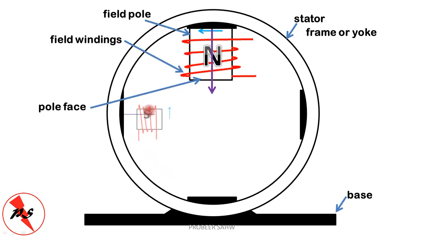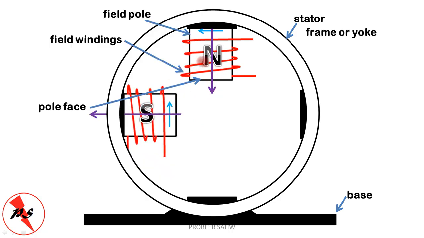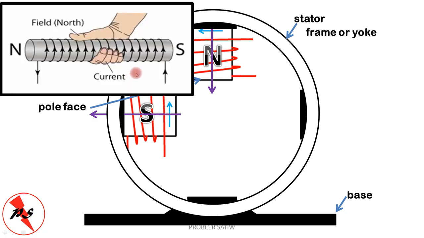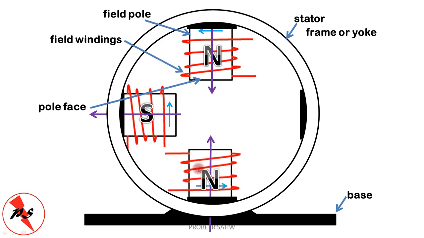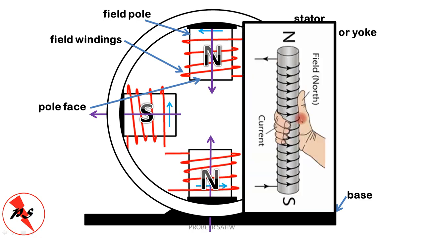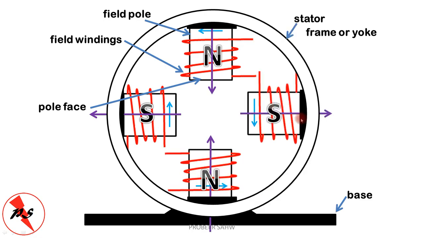We can have another pole here. Now after north, we must create a south pole here. Therefore the windings go like this and the current through these windings is in this direction. So again, according to the right hand thumb rule, the current is in this direction. So this pole face now acts as the south pole. Similarly, we can have a north pole here and a south pole here. We can also have 6 poles, 8 poles, depending upon our application.